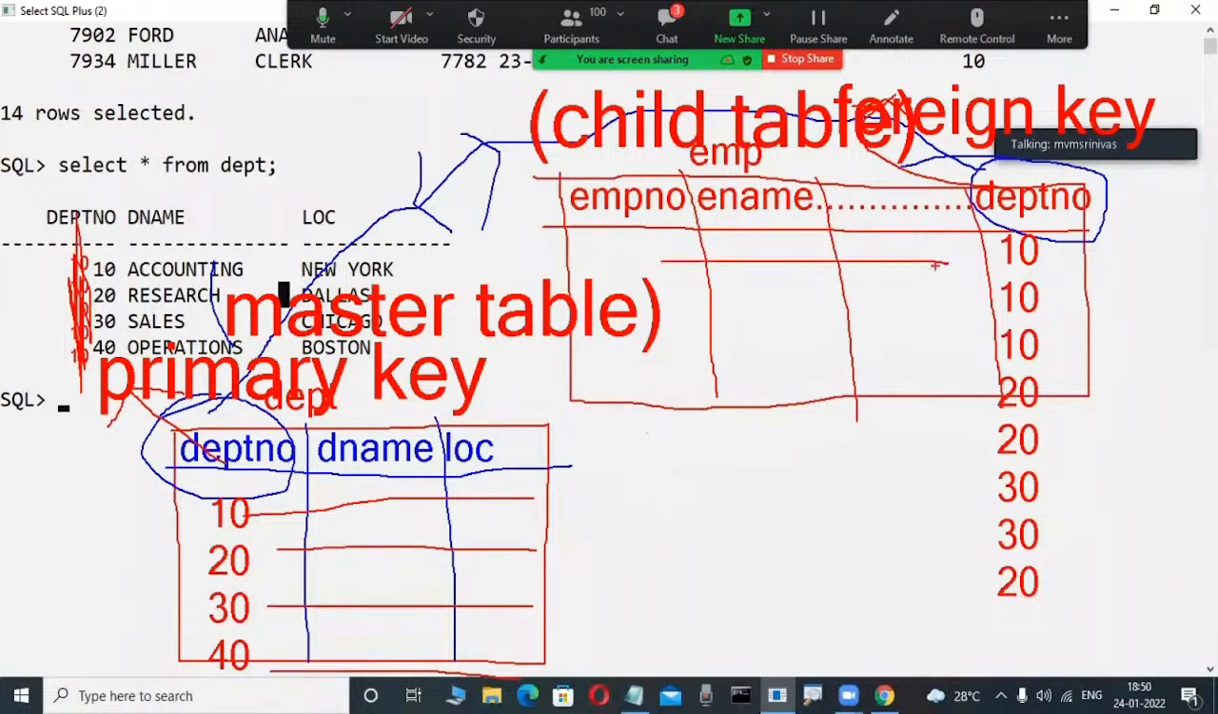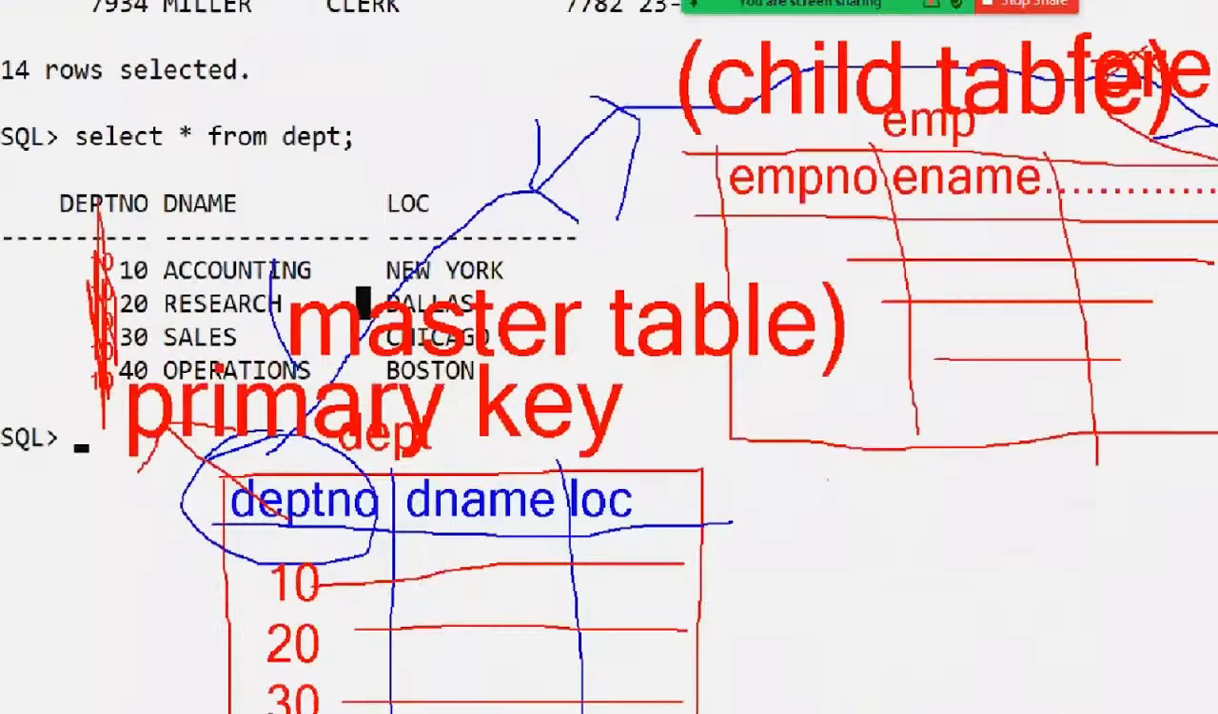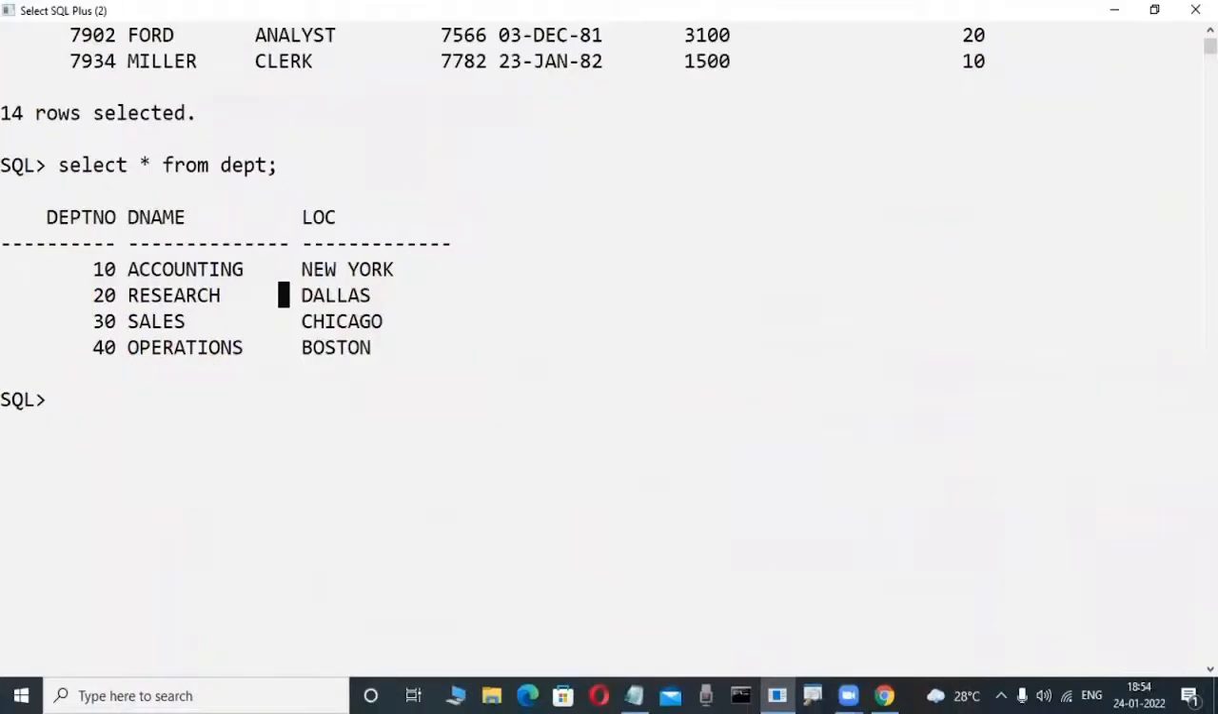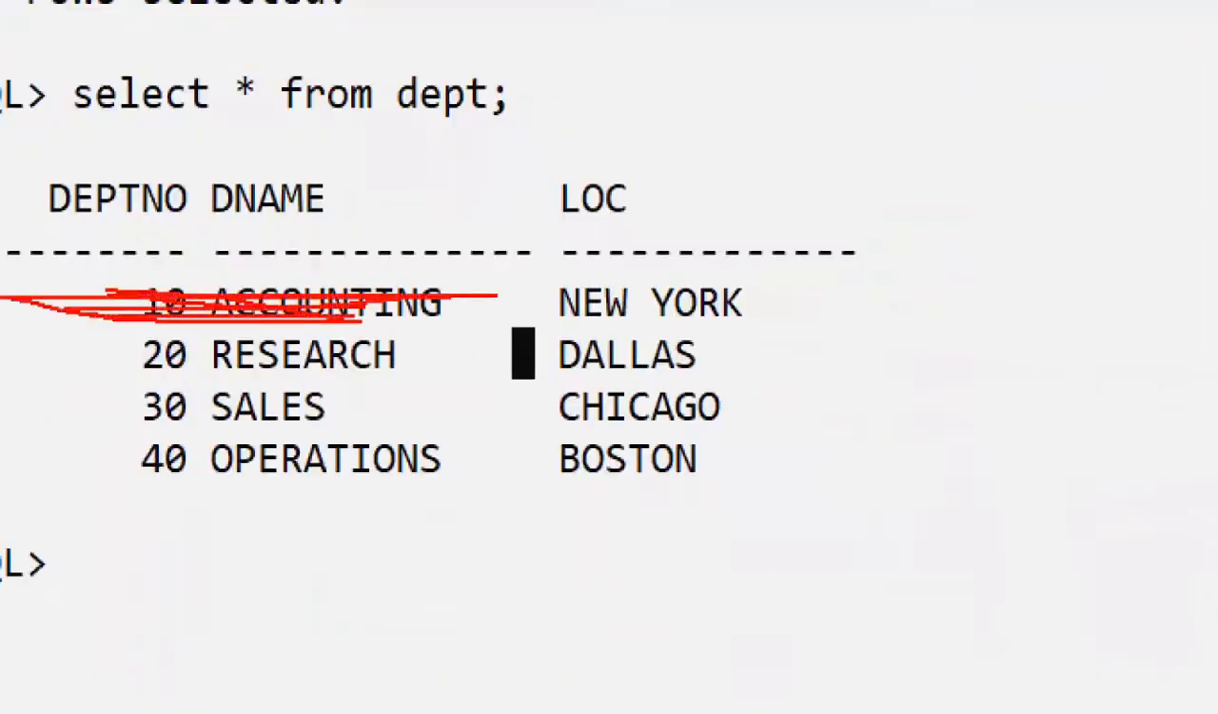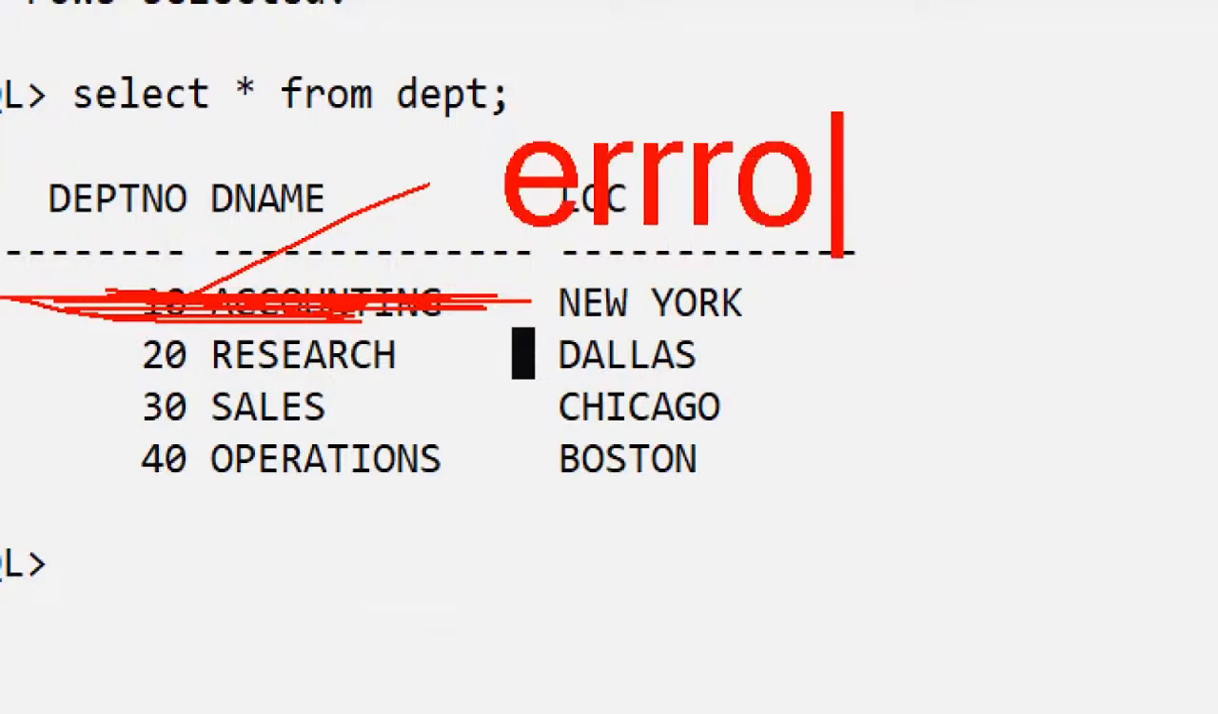What type of data security point of view? Concentrate. Anybody guess it? Suppose a master table is there in any database. I try to delete a record in the master table, for example, will it work or not? I try to delete this 10 only, for example, from the master table. Possible or not possible? Very good. Impossible. It will give an error. That is the security.